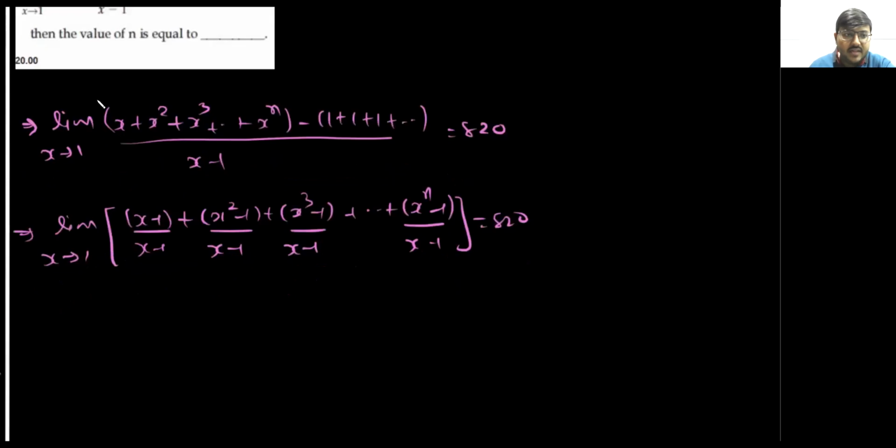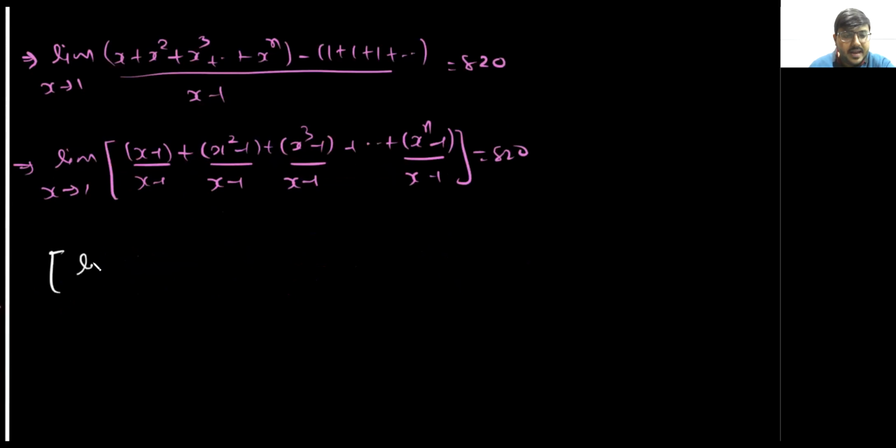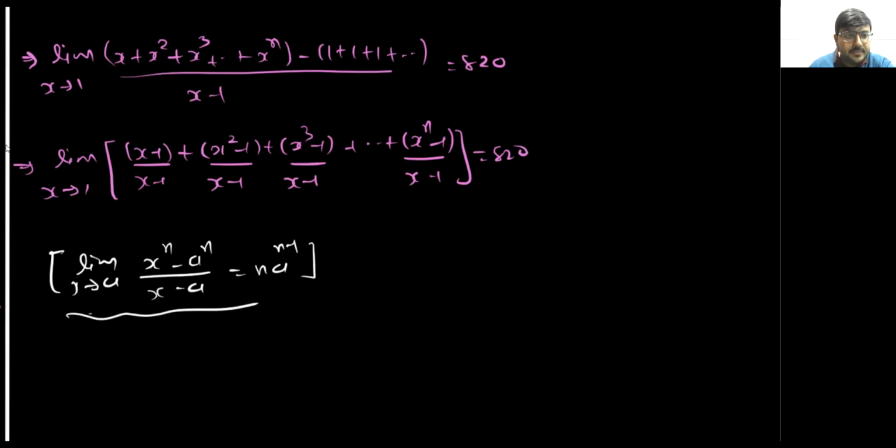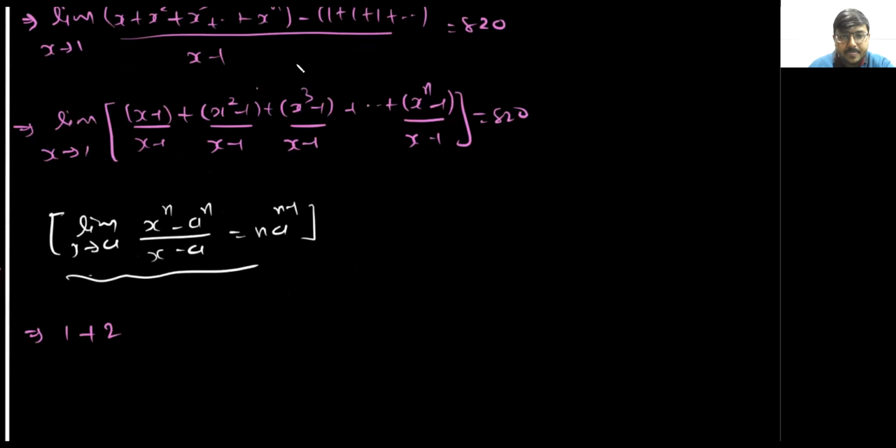If you remember, we have a rule in limits: the limit as x tends to a of x to the power n minus a to the power n upon x minus a is equal to n a raised to n minus 1. Using this here, the first term gives 1, the next is x square minus 1 square, so I can directly write 2 as the answer. Then x cube minus 1 cube gives 3, since 1 to the power anything is 1, and gradually up to n, which equals 820.